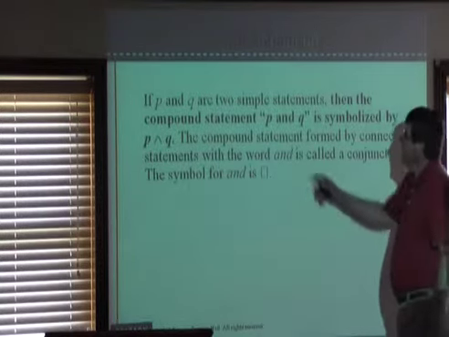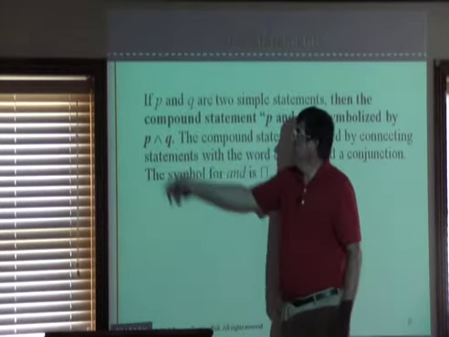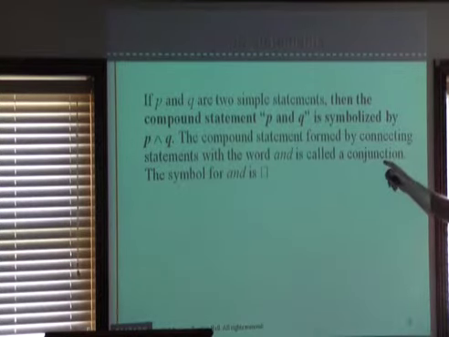So if I'm going to say P and Q, okay, I can use this symbol to denote that. Okay, it's called a conjunction. A conjunction.